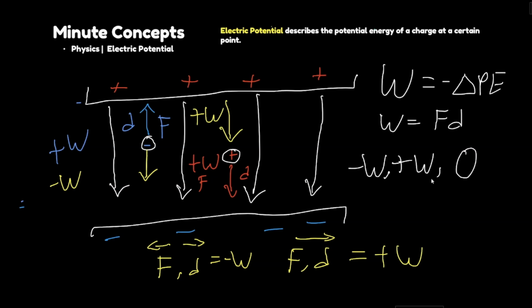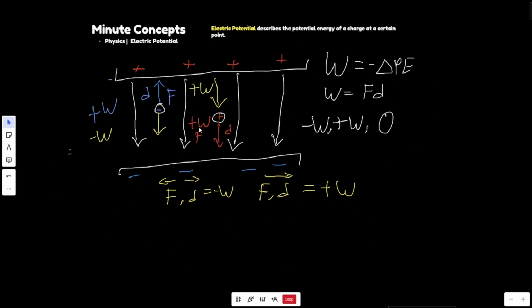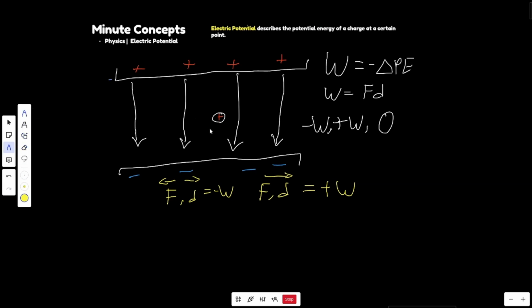So how do we relate it to potential energy? We can relate it to potential energy by understanding that the farther the distance between the charges and the side that it's supposed to be in, the more potential energy. So for example, let's bring this back. Let's leave this positive charge so it's easier for us to understand. This positive charge wants to go to the negative side.